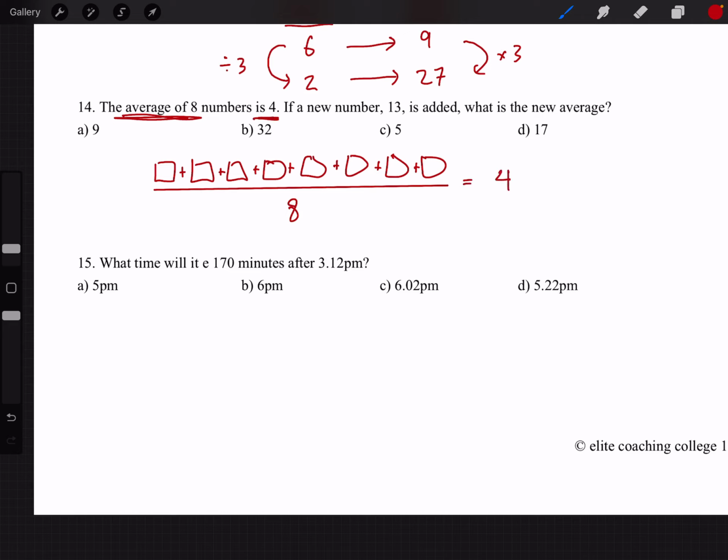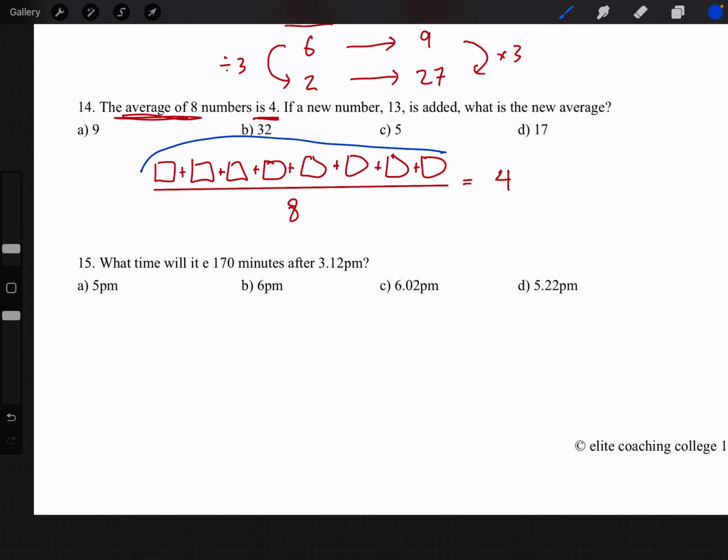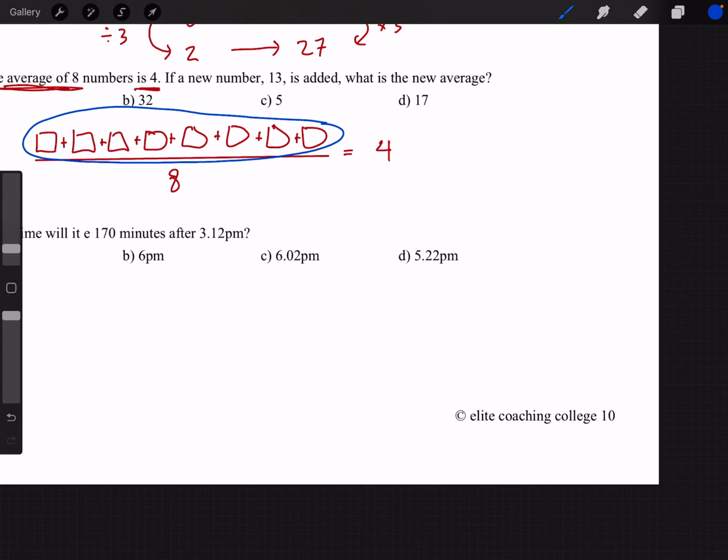Before we continue with anything, when we see this kind of setup, we should find the total. When these 8 numbers add together, they're going to give you one big number. Then we divide the big number by 8 and you get 4. So what's the big number amount? What's the total? To find the total, we just multiply 4 and 8 and we get 32. So this must be 32.